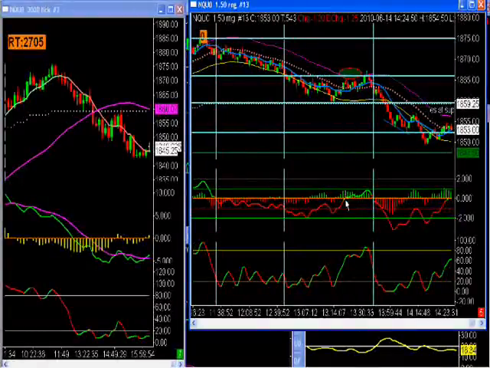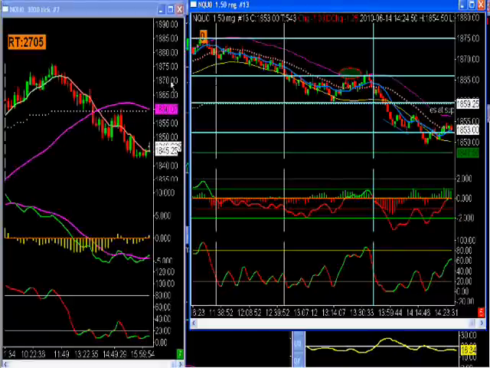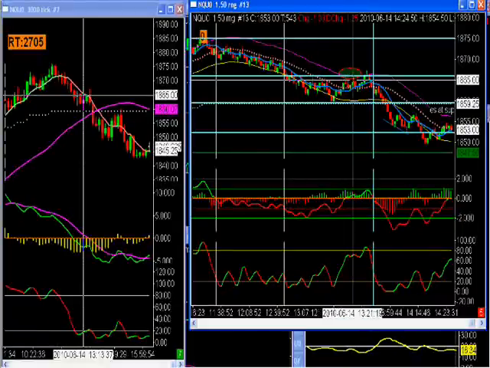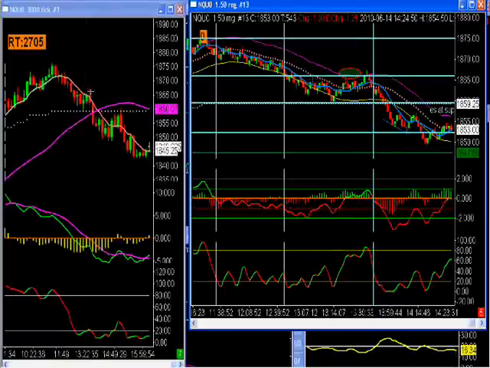Here you can see that everything is turning green. You have your green histogram, your line is turning green. On our moving average, we're not above it yet until this bar right here. You're at resistance, so you're really not interested in taking anything above there. So that would be something that you would pass on.